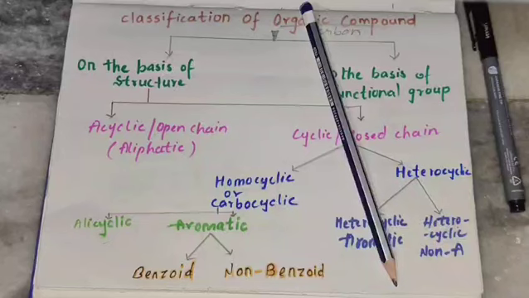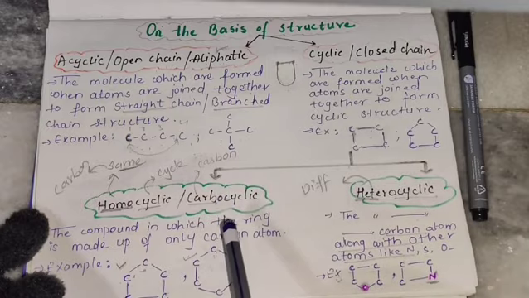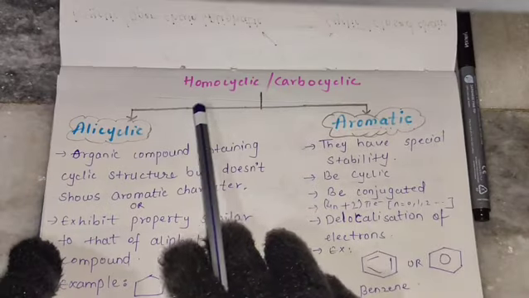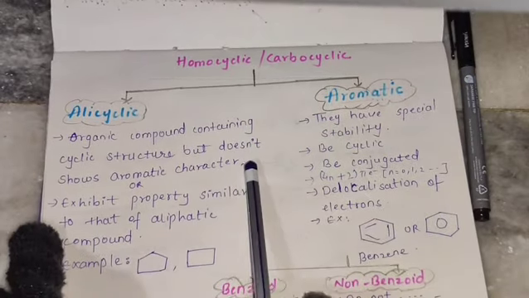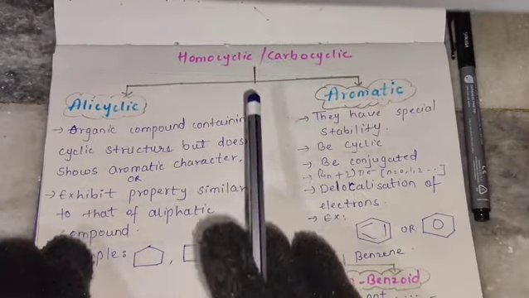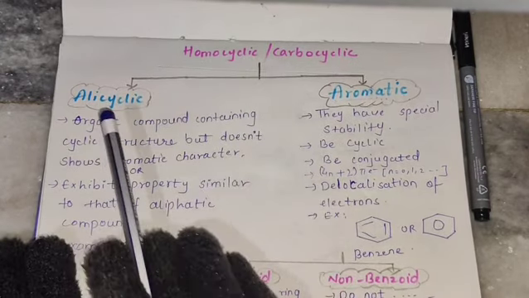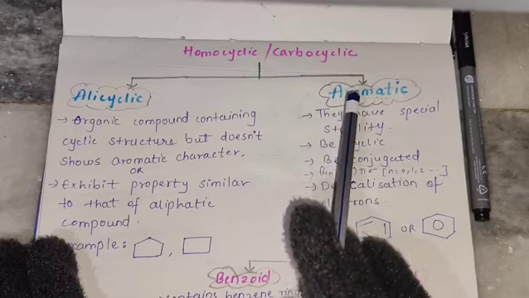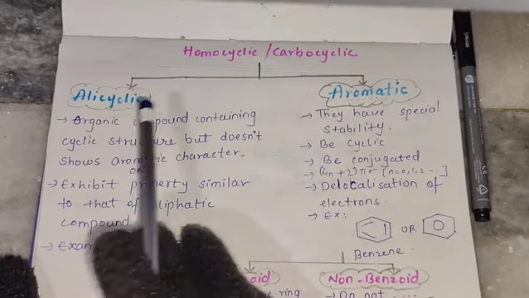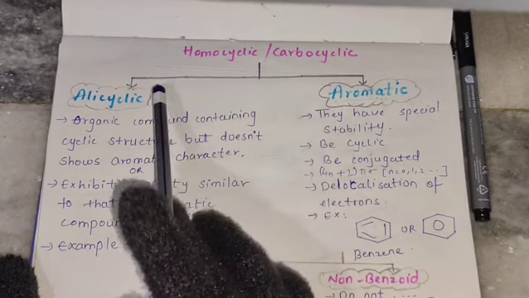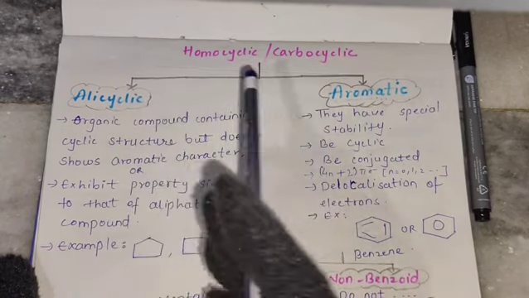See here, both homocyclic and heterocyclic will be further subdivided into other parts. Okay, so let's see. First we will learn about homocyclic, then we will move on to the heterocyclic. So homocyclic compounds can be alicyclic and aromatic. First we will learn aromatic compounds. What are aromatic compounds? Then we will move on to the alicyclic compounds.